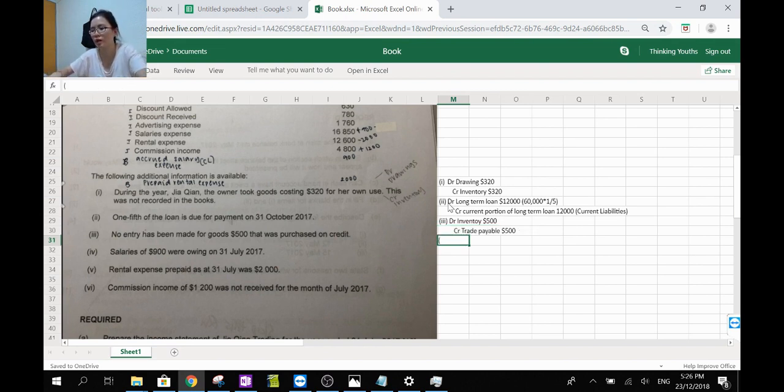Next one, salary was owing. Owing means the expense is meant for this accounting period but was not paid. So debit salary 900. We have to credit accrued salary 900.